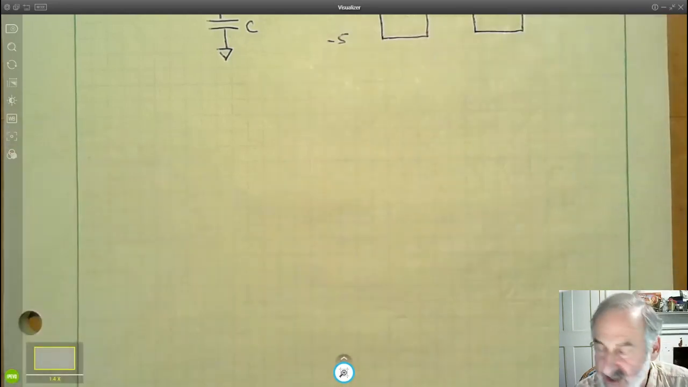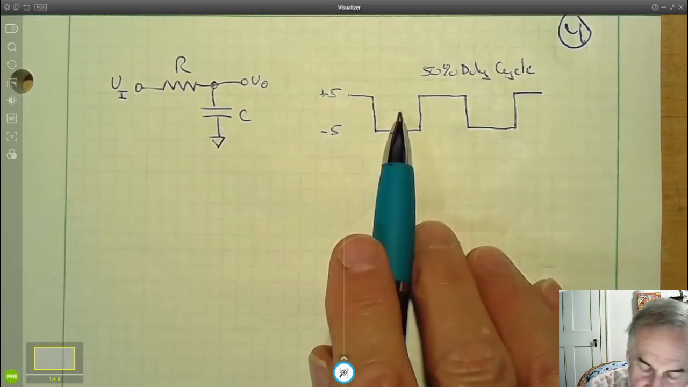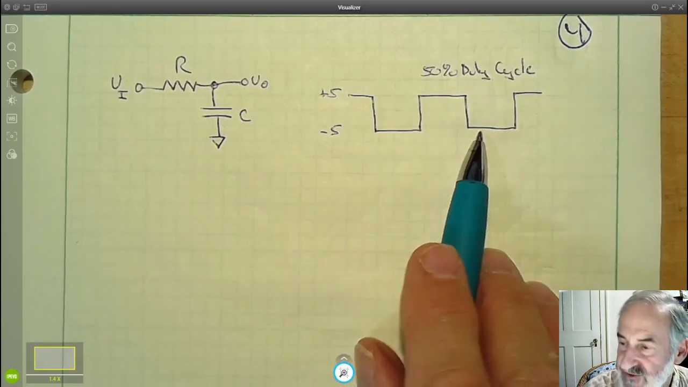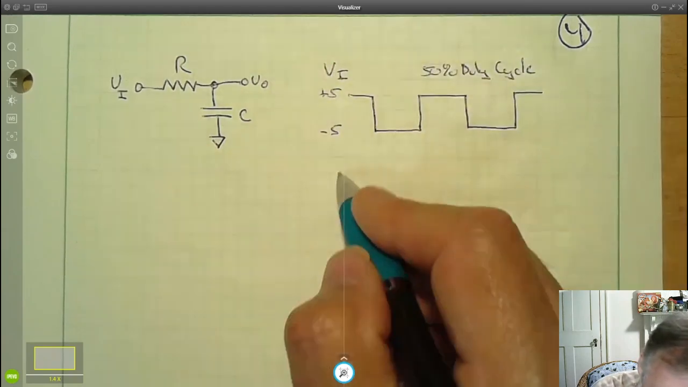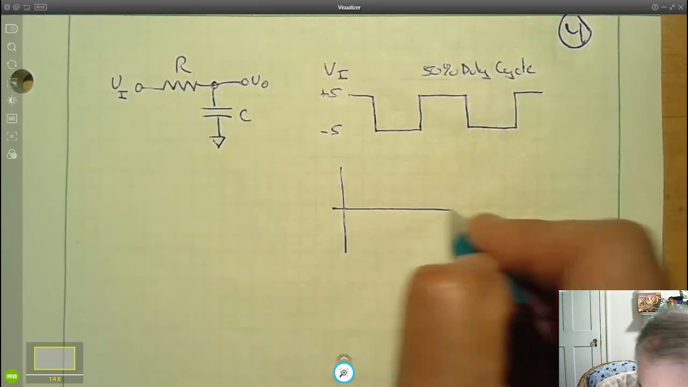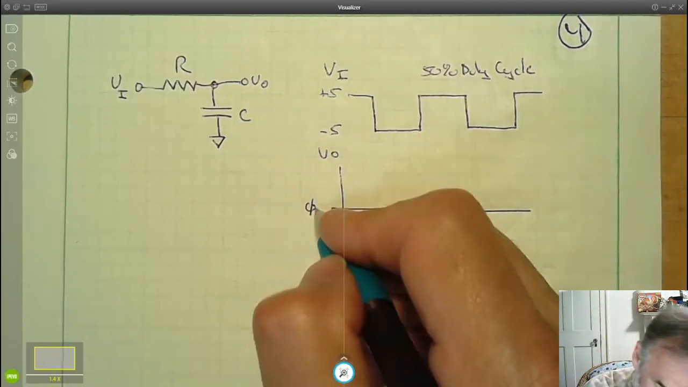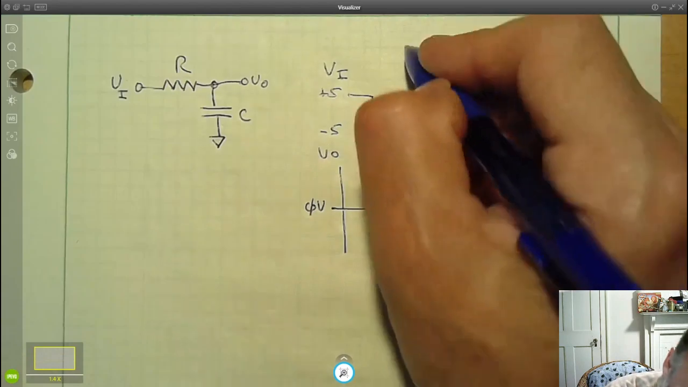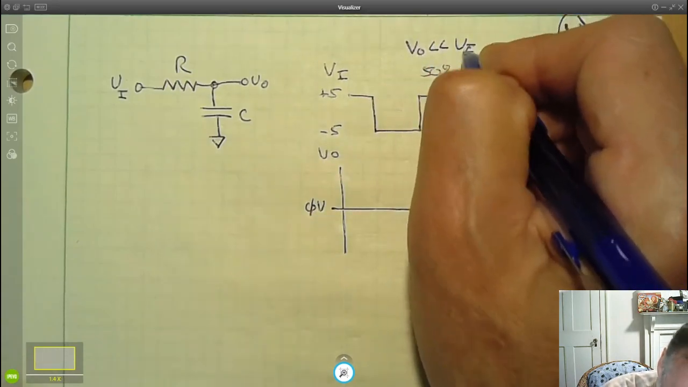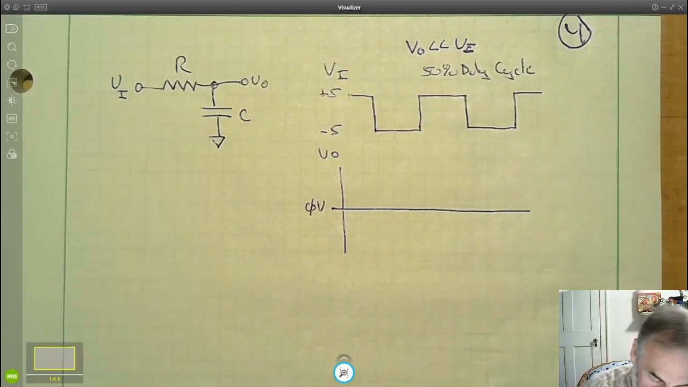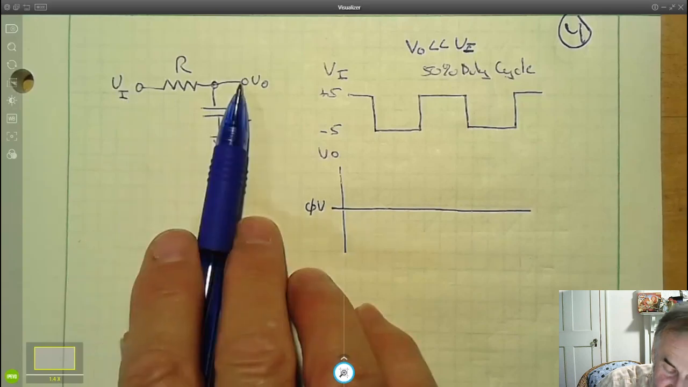Now, 50% duty cycle means that it's high at 5 volts and low at minus 5 volts for exactly the same time. So this is our V in. And let's think about what V out would be. And we're going to assume that V out is much, much less than V in, just like we did last time.